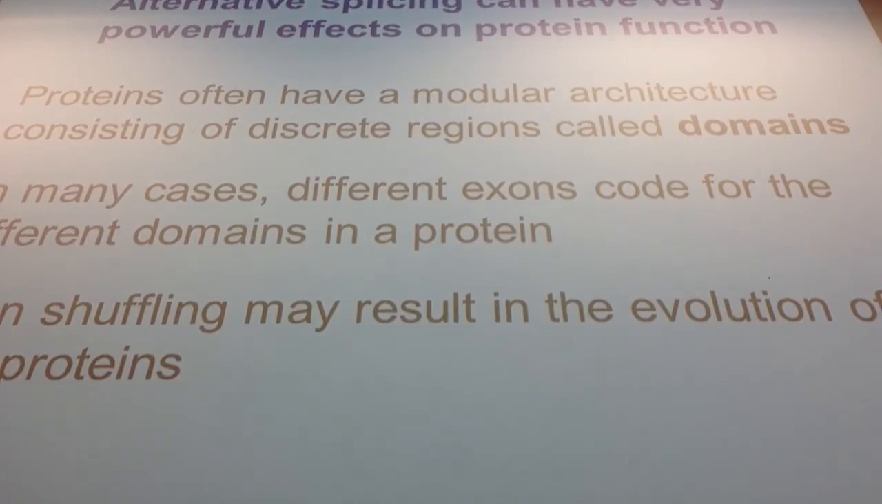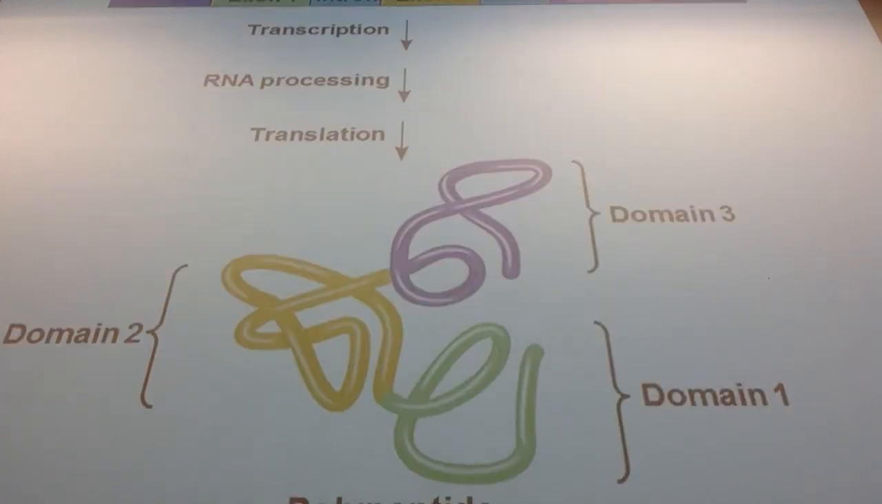Alternative RNA splicing allows the cell to remove either a part or whole domains. Therefore, the function of a protein changes slightly. Exon shuffling, I don't think I'm going to talk about exon shuffling. We're good. Okay, so that's the idea of domains.